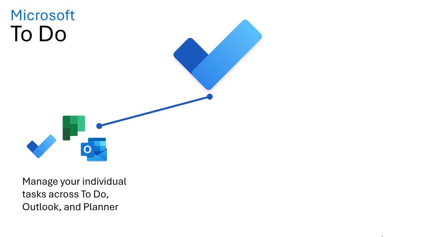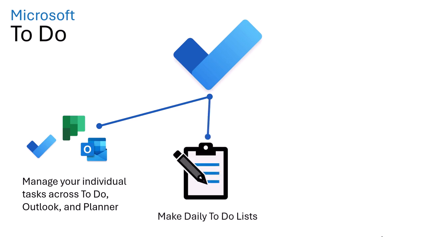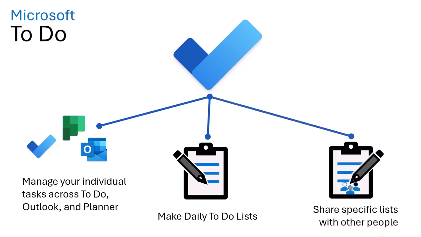Let's talk briefly about the differences for why you would use one versus the other. So To Do, individual tasks, and you can use it across the To Do app, across Outlook. It actually shows up in the navigation bar. You'll see that blue check. And you'll see things like My Day, and you'll see that in Planner as well.